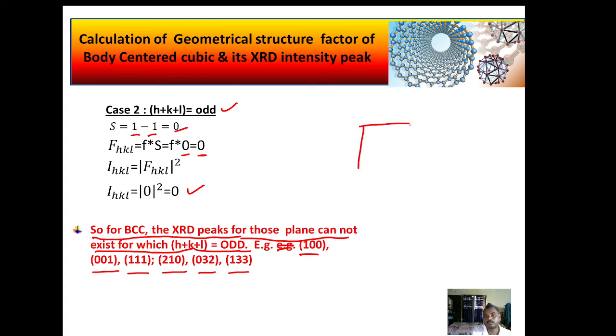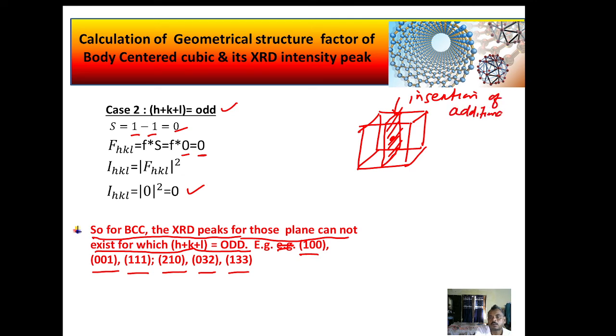Now you see, I'm drawing the BCC structure here. When you go for additional atoms here, another additional plane can exist here. All the atoms staying in the body center can give us an insertion of an additional plane. Obviously, if I ask you what is the Miller indices for this, this will be 2 0 0, whereas this one is 1 0 0, that we know.